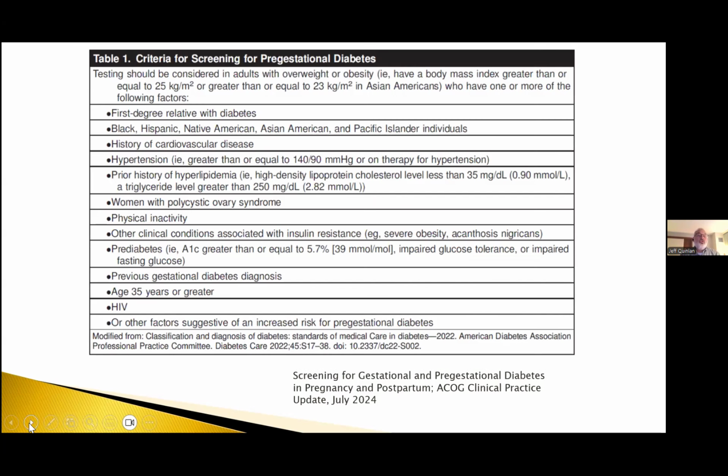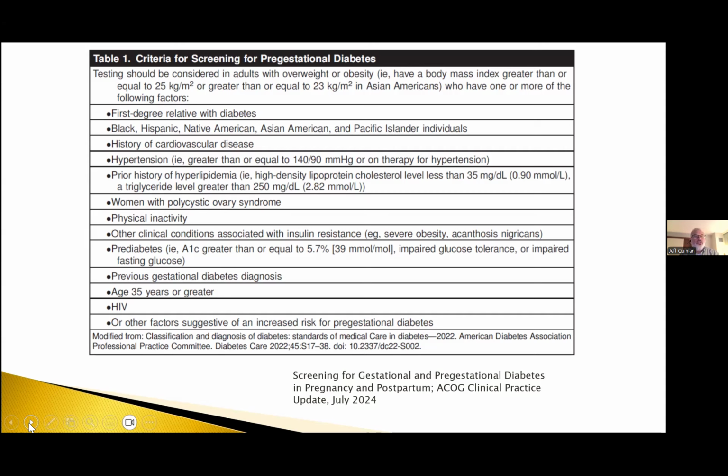So how do you know who to screen? This is from the recent consensus guidelines and clinical practice update from ACOG, and they would recommend screening any adult who is overweight or obese. So again, that's a BMI greater than 25 in the vast majority of the population, greater than 23 in Asian Americans, who have at least one of the following risk factors.